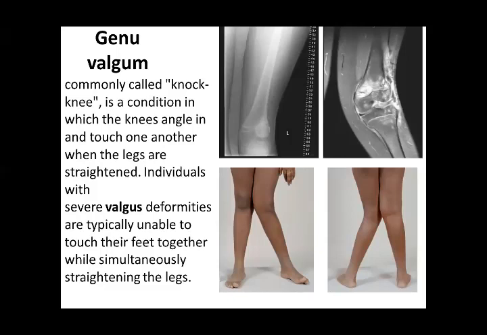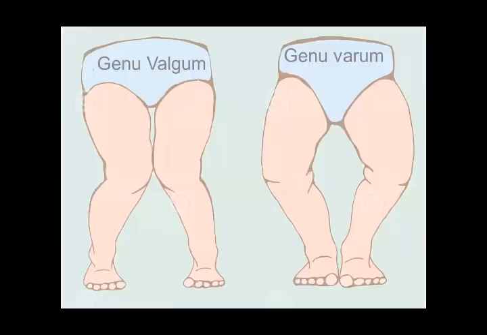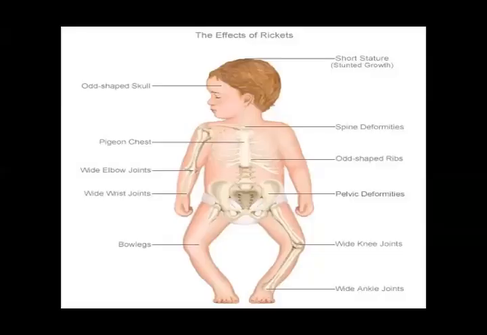Individuals with severe valgus deformity are typically unable to touch their feet together. Since their knee joints meet together, their feet don't meet, and there is a distance between their feet. So this is what is valgum and this is what is varum. These are two opposite terms. In varum, the feet come together, but the knees are quite distant apart. So what we're dealing with is genu valgum.